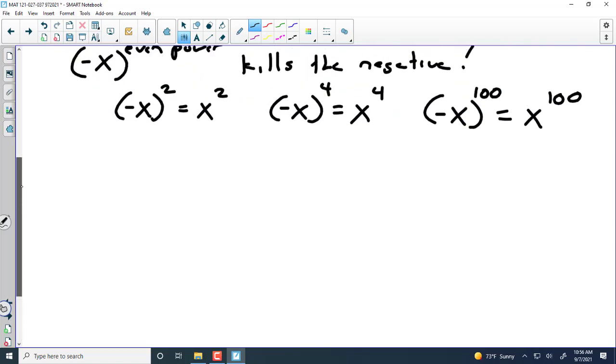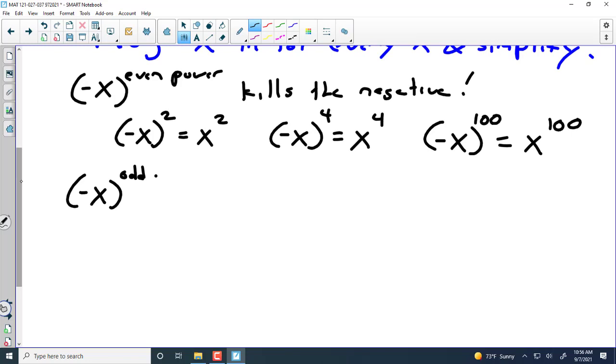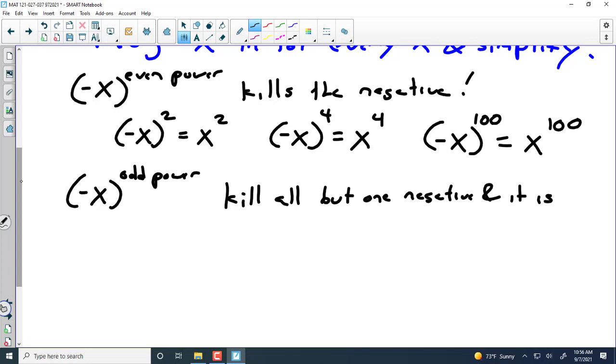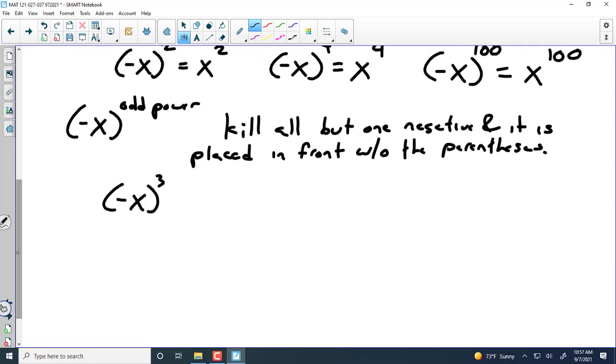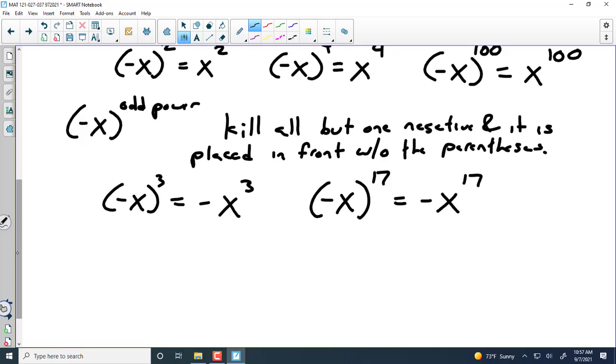Here's the other trick for simplifying. Negative x to an odd power kills all but one negative, and it is placed in front without the parentheses. So when you change all of your x's to negative x's, if it has an odd power on it, then you just get rid of the parentheses and you put the extra negative sign in front. Because when you multiply all these together, there's one negative left over. Does everyone agree with that? Because it's an odd power, so you'll have one negative left over. So no matter how big the power is, if it's an odd power, you just rewrite it like that.